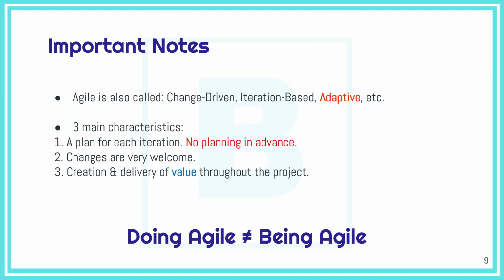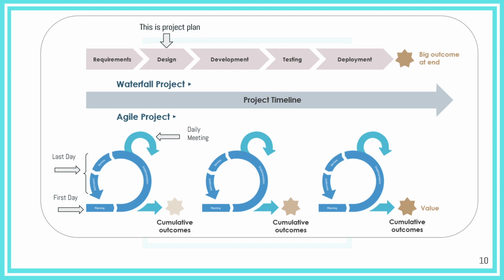Okay, then this slide here, I think, was one of the most important slides in the entire training presentation, because it really explains the difference in the shape and the form between waterfall project management and agile project management. We can see that waterfall is a linear approach, where we move from one phase to another, until we reach the end of the project and we deliver the big result at the end.